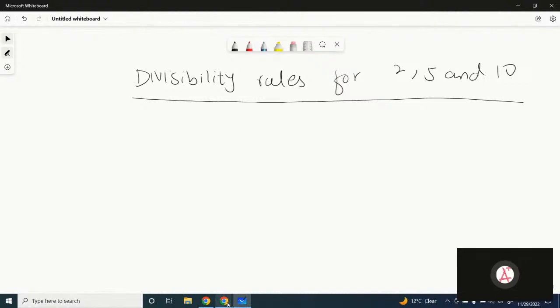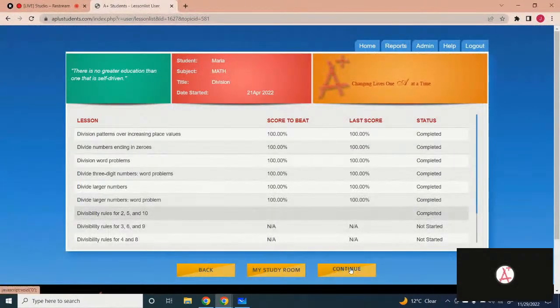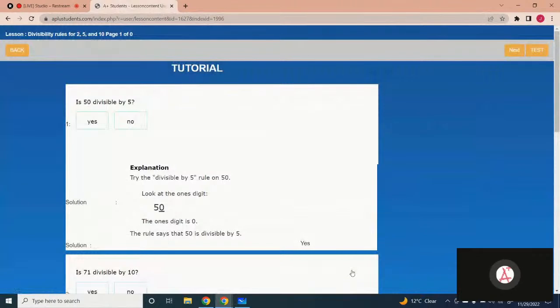Okay, so first let me just explain what the divisibility rules are. The divisibility rules mean you don't actually have to divide them.